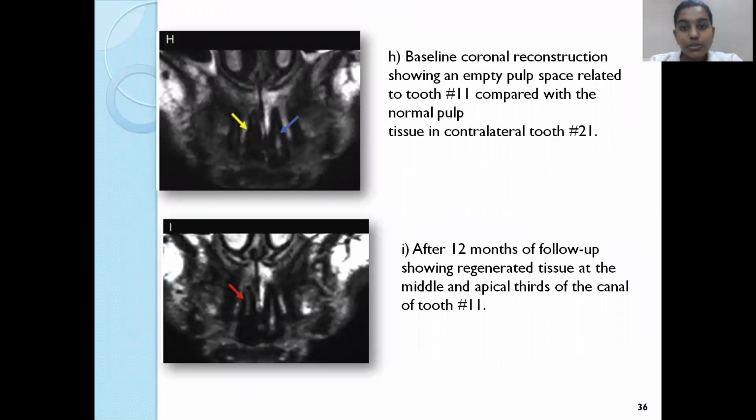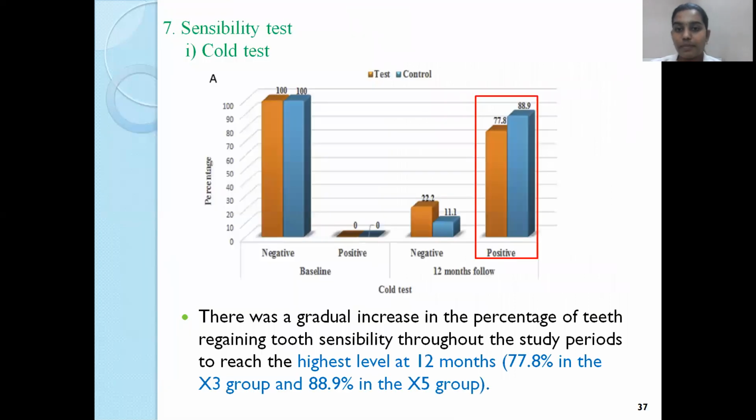H shows the baseline coronal reconstruction showing an empty pulp space related to tooth number 11 compared with the normal pulp tissue in contralateral tooth 21. I shows the 12-month follow-up showing regenerated tissue at the middle and the apical third of the canal of the tooth number 11.